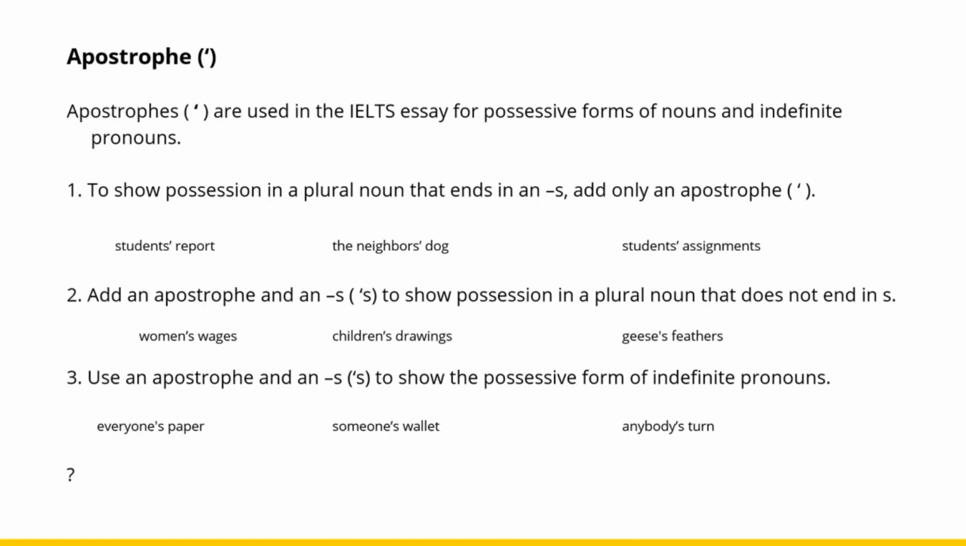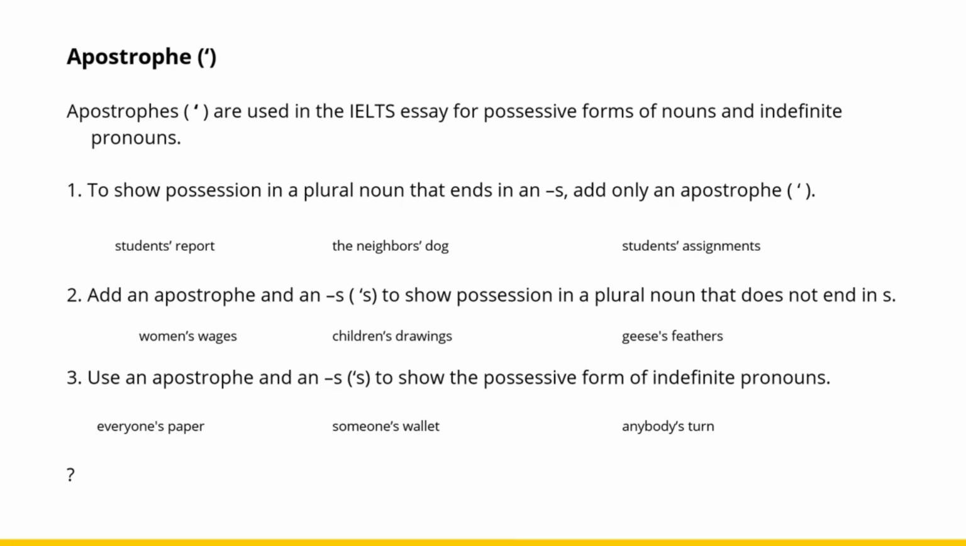The following punctuation we are going to discuss is the apostrophe. Apostrophes are used in the IELTS essay for possessive forms of nouns and indefinite pronouns. The first way we use an apostrophe is to show possession in a plural noun that ends with the letter S. In this case, we do not add anything except the apostrophe itself. So here we have examples.